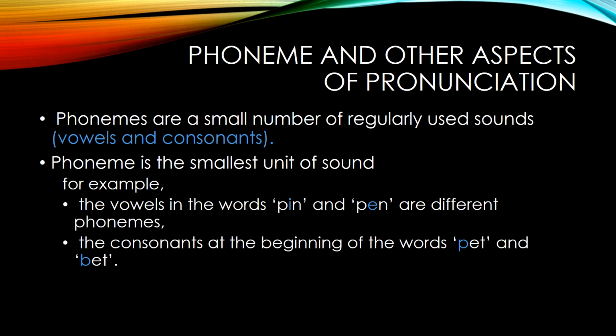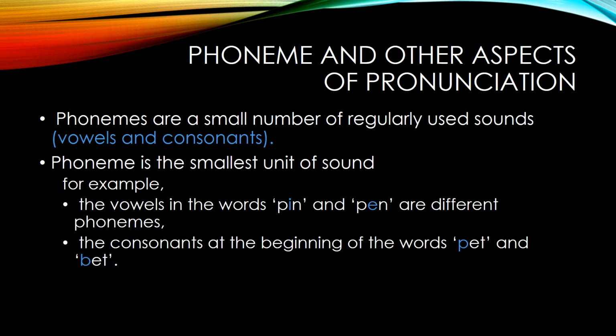So first of all, phoneme and other aspects of pronunciation. It must be clear that phoneme is the smallest unit of sound. Let us read in this slide. The phonemes are a small number of regularly used sounds in any particular language, and these may be vowels and consonants. Phonemes are divided in two classes, vowels and consonants.